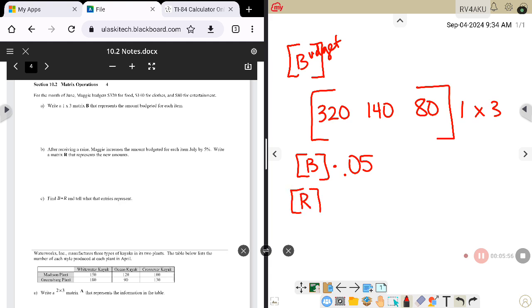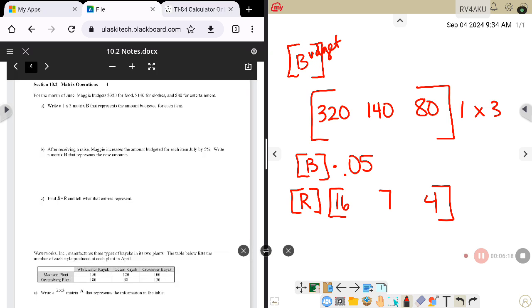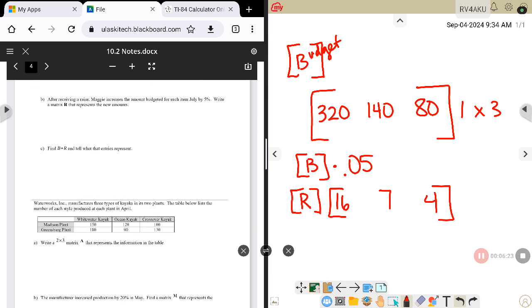So after she got her raise, she got to add 5% to this budget, which is what we just did in the calculator. So it tells me 16 is added to the first, 7 can be added to the next, and 4 can be added to the last. So now, the last part says to find what B plus R is and tell what those entries represent.